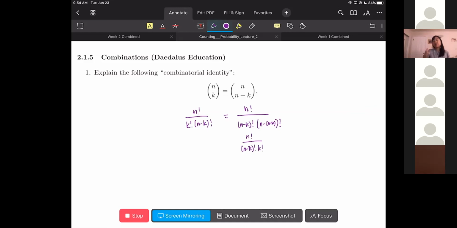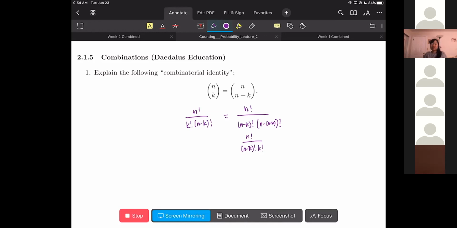Another way to think about this, more of a counting argument, is the version on the left is how many ways are there to select k things from n things. And then the version on the right is counting sort of the complement, or rather, how many ways are there to select n minus k things from n things. So basically you can think of one as choosing k things, and the other as choosing the set of things that are not being chosen, if that makes sense.